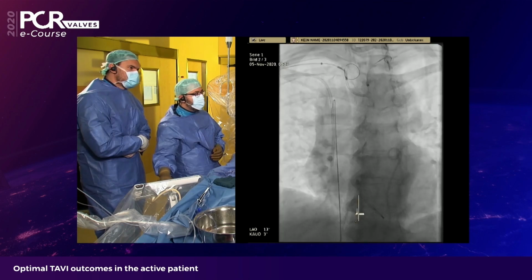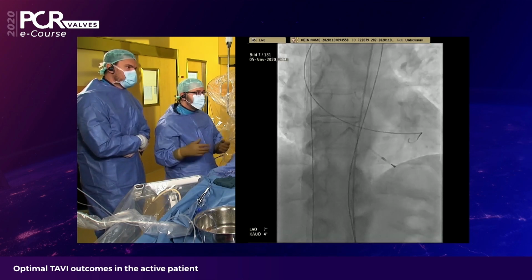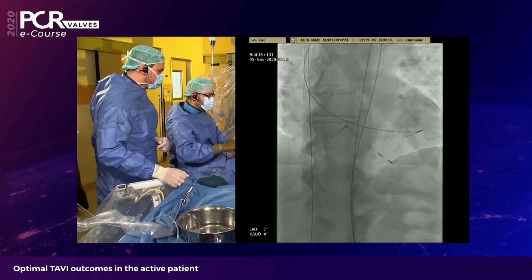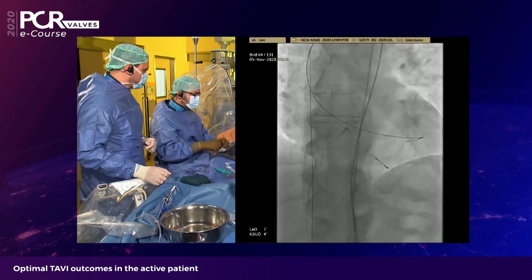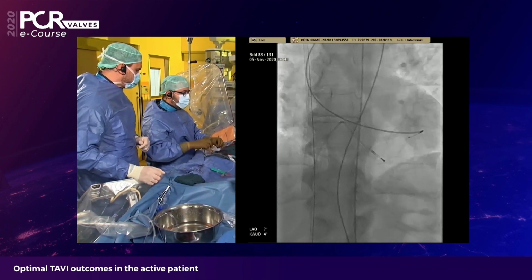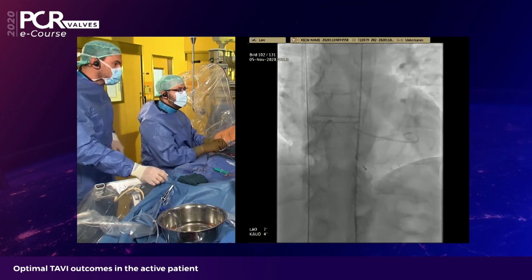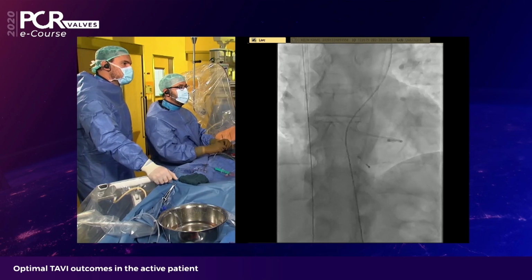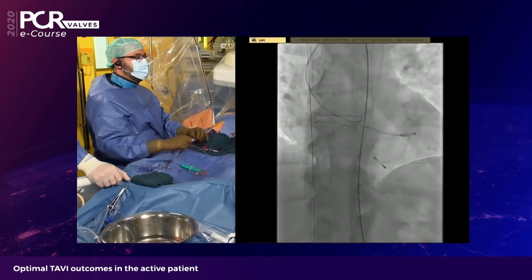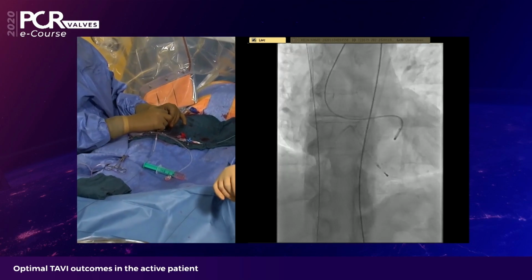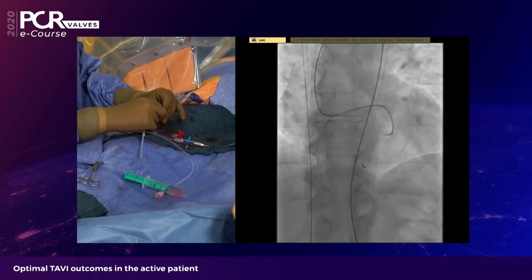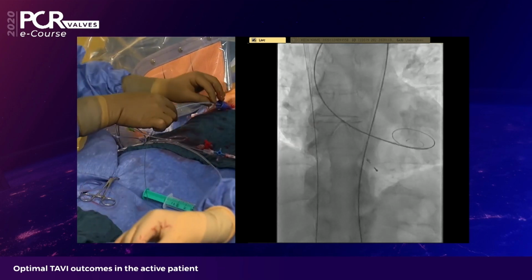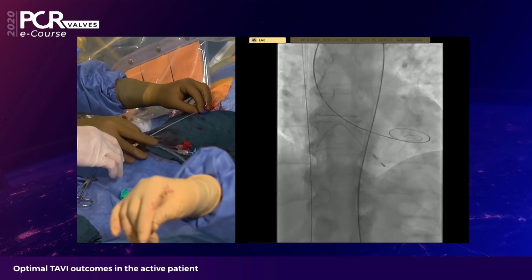Valve crossing was more or less uneventful, and now we will proceed with placing a Safari wire in the left ventricle. Philip, would you like to comment on our discussion concerning predilatation? Yeah, in this case, we decided not to do a predilatation because the calcification, as you can see here in the fluoroscopy, is not that excessive. So we're going for a straight implantation of the CoreValve and maybe end up with a post-dilatation. But in this case, we're not doing the pre-dilatation.